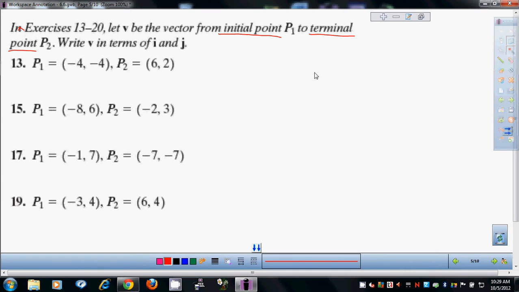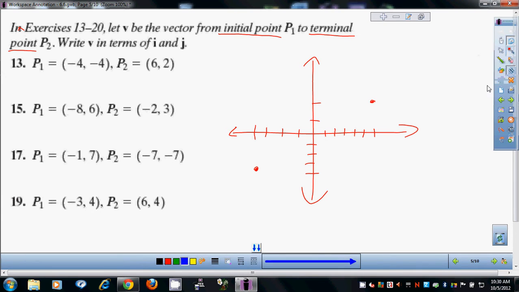Well, let's draw this for a second. So this one has an initial point of -4, shabam, and a terminal point of 6, 2. So if I were to draw my vector, that's what it would look like. How can I find the i's and j's of this? Because that's what it wants. Yeah, if you graph it, you could just count it. 1, 2, 3, 4, 5, 6, I believe it's 10, and then up. But how's a way you could do it using the coordinates?